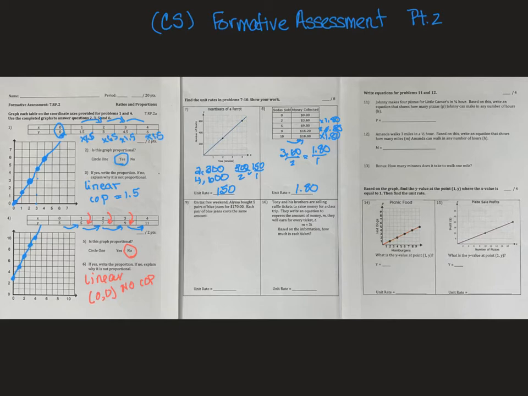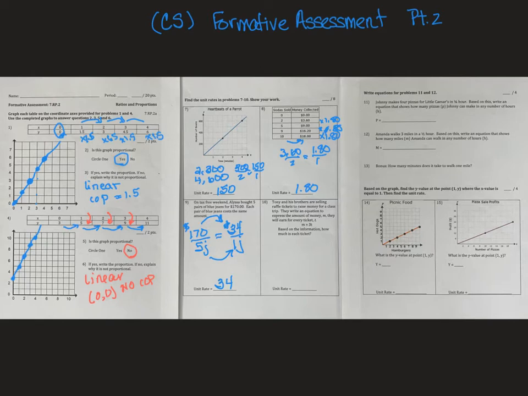In number 9, it says that Alyssa bought 5 pairs of jeans for $170. So 5 pairs of jeans for $175, and we want to know how much one pair is. What's one pair of jeans? So I'm going to divide by 5, and I'm going to find out that each pair of jeans cost her $34. So that unit rate, or the cost per jeans, is 34.